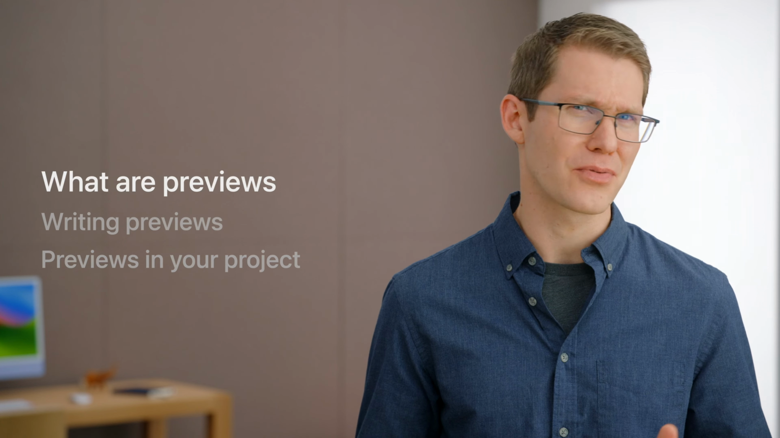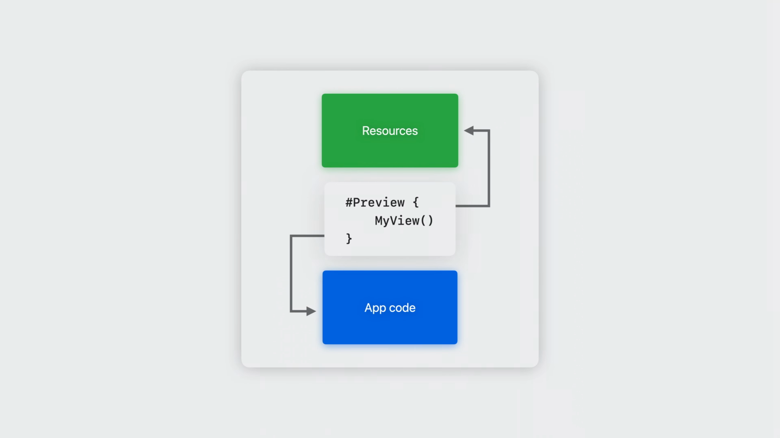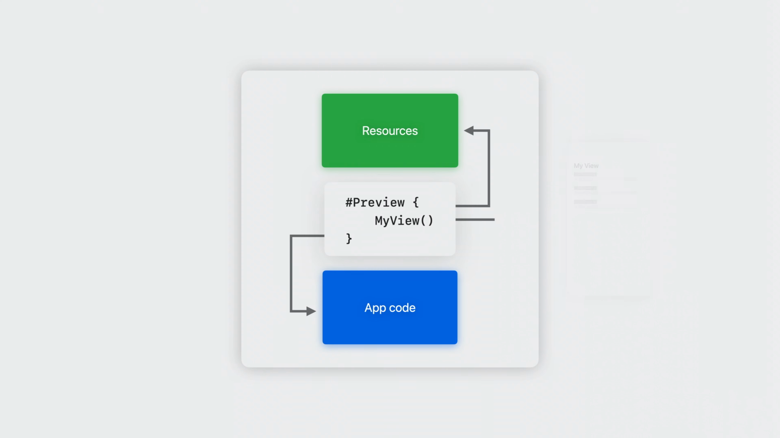So what are previews? A preview is a snippet of code that makes and configures a view. They are written at the top level of a source file, meaning they are not nested inside of any types or functions. And they can literally be this simple. You use the preview macro and you return a view. Previews are compiled into your app, right alongside the rest of your app code and your resources. Because previews can access these symbols and resources, previews are really flexible. You can do whatever you need to set up a preview for any view in your app, and it will appear right in the canvas in Xcode.